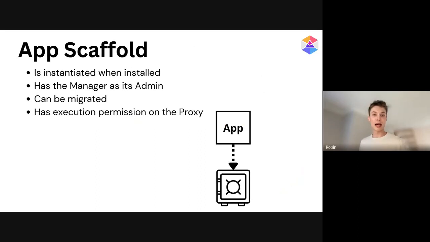So the app scaffold is a type of module, and it is instantiated when someone installs it. It has the manager as its admin. It is a contract that can be migrated, so new versions of this app can be uploaded and then migrated to at the control of the user. And it has execution permissions on the proxy contract.